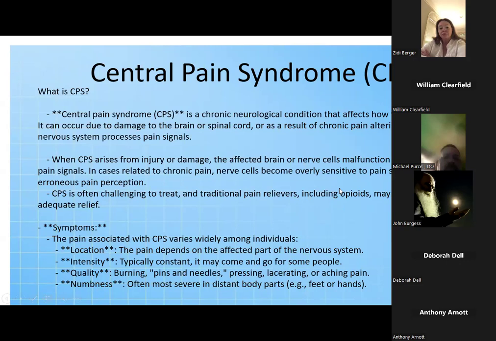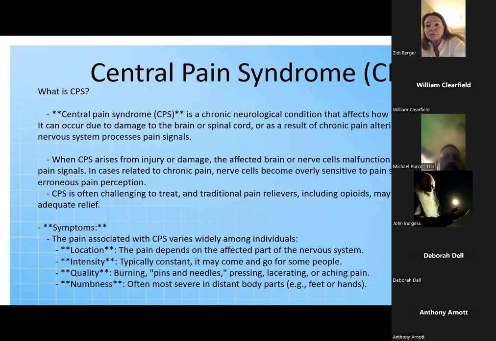So the central pain arises from injury or damage that affects the brain, or nerve cells malfunction and send constant pain signals. In cases related to chronic pain, nerve cells become overly sensitive to pain signals, right? Even with touch, the patient will have pain. Why? Because those central neurons form new synapses, abnormal neuroplasticity, a lot of connections. Think about a bush of trees, the branches increasing in number, more connected and forming more synapses. So even a touch will lead to a lot of pain.